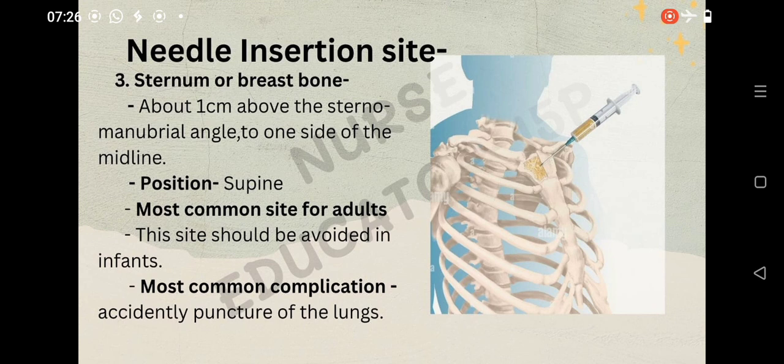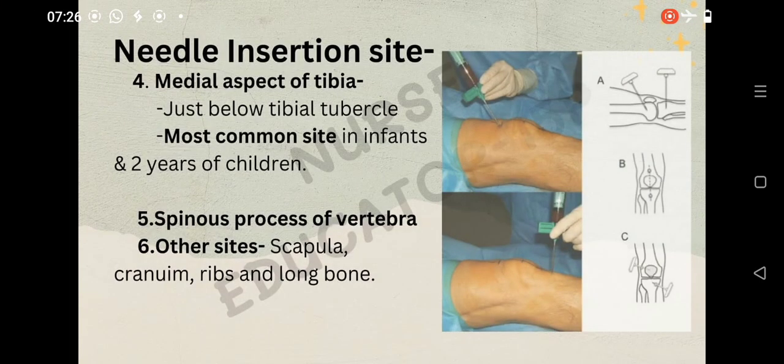This site should be avoided in infants. In infants, you should not select this site. What is the most common complication in the sternal insertion site? Here, accidental puncture can happen to the lungs because the lungs are nearby structures, so there might be chances of puncturing the lungs. The next insertion site is the medial aspect of the tibia.